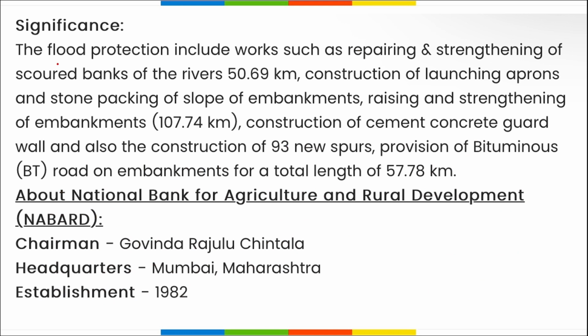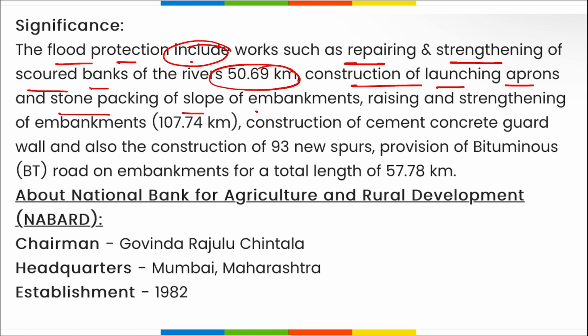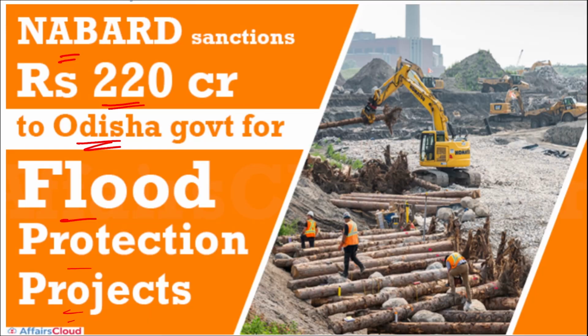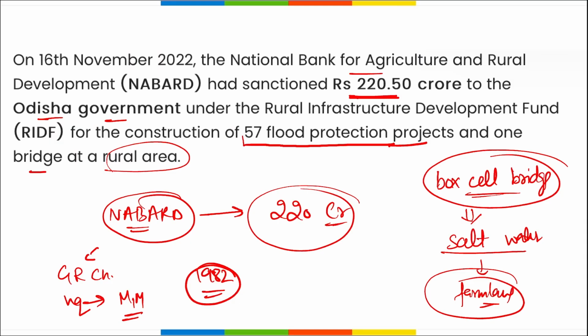Here you can see this flood protection includes work such as repairing and strengthening of banks on the river of 50.69 kilometer, construction of launching aprons and stone packing of slope of embankments, raising and strengthening embankments. All these things will be done here. And it is Nabard that has sanctioned 220.5 crore rupees for the Odisha government for this flood protection project and a box cell bridge.